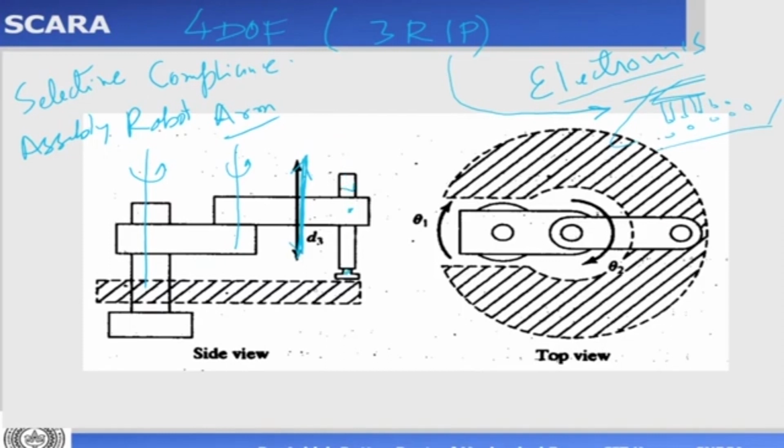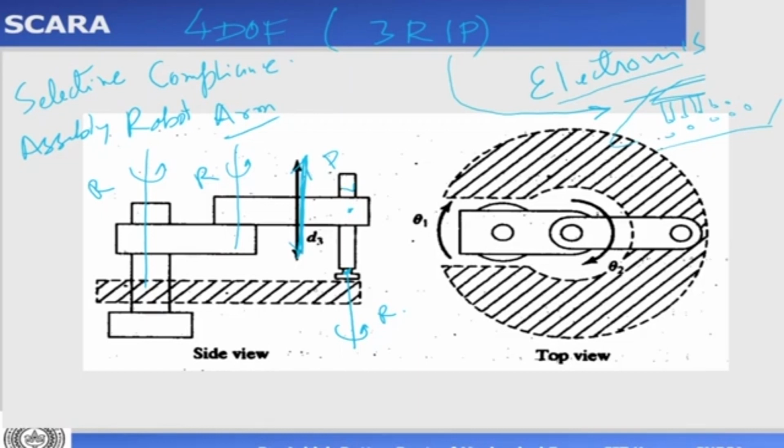And the fourth axis is here at the wrist, which can rotate. It is essentially for catching the part in any orientation. So this is revolute, this is revolute, this is prismatic, it is revolute. These are the 4 axes of the robot. Now, how do we start drawing?